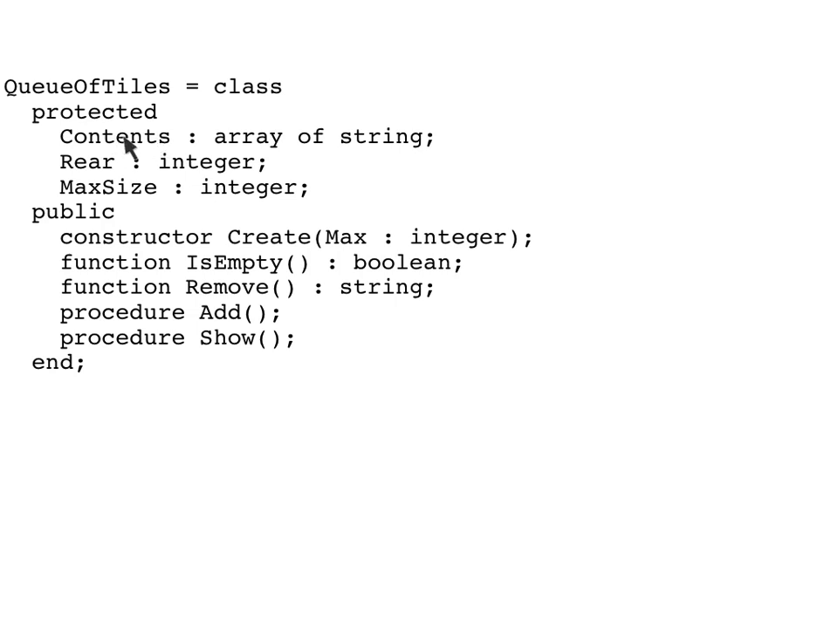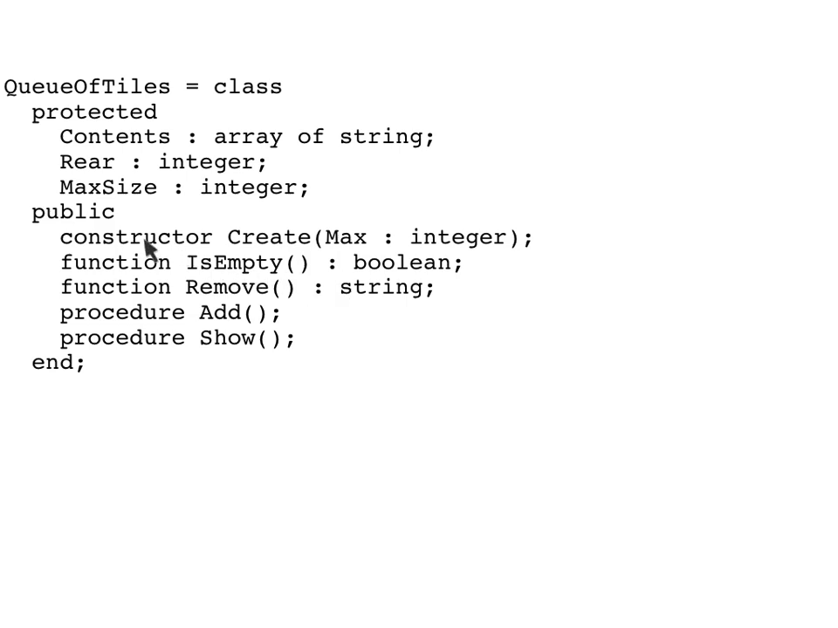Contents stores the queue of tiles itself, the letters. Interestingly, this is not an array of chars but an array of string. Again, interesting choice, maybe a clue as to a question that might come up in the exam. Max size stores the maximum size of the queue. This is used when the queue is created and when new tiles are being added to the queue. Rear is a pointer to the last position in the queue, and we'll look at how this is used in a bit more detail later on.